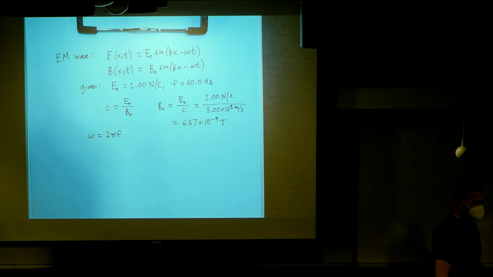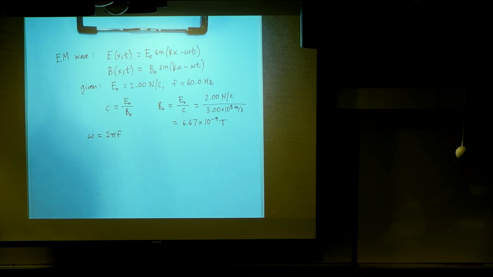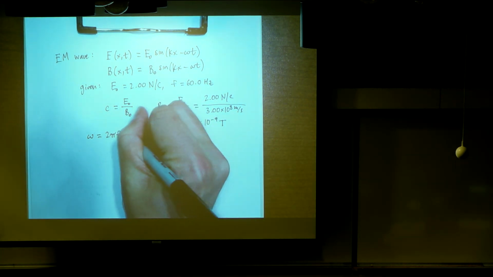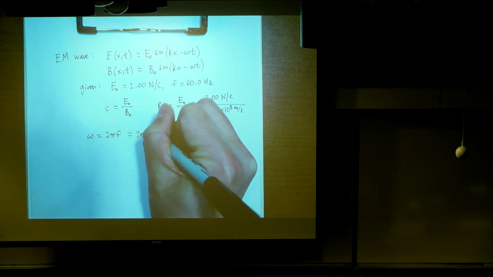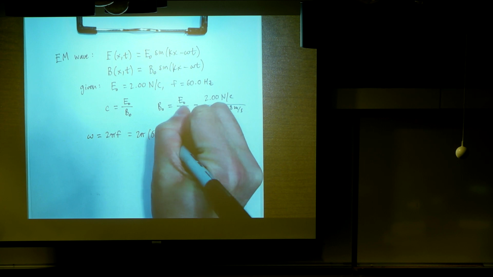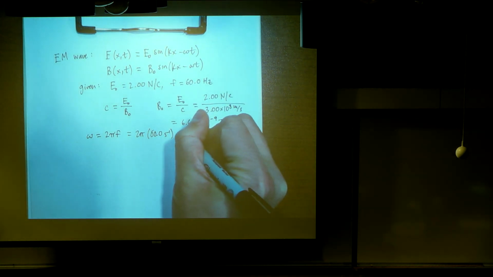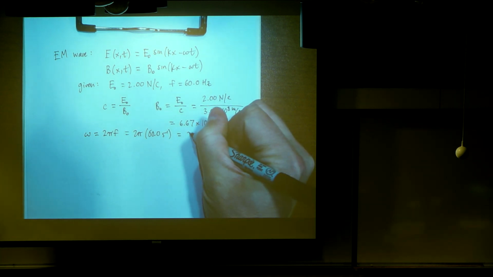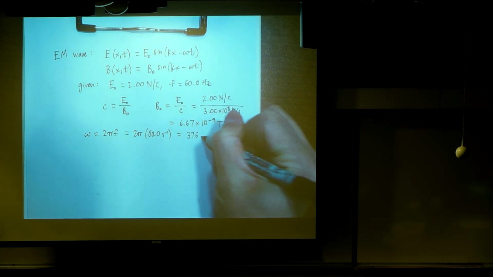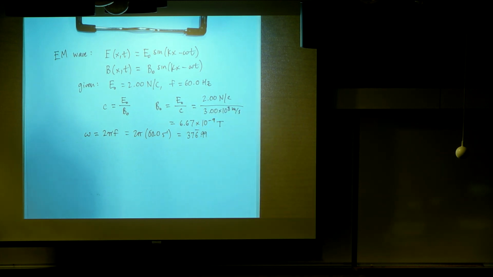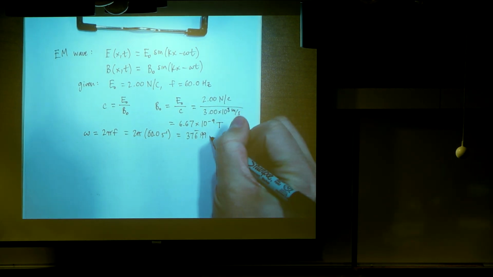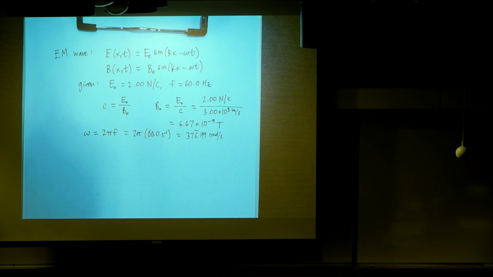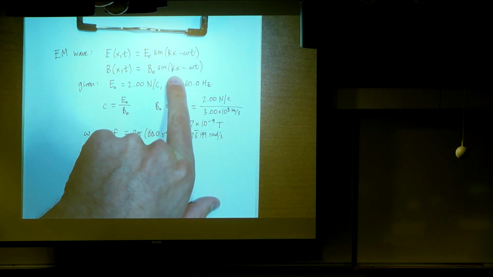So it's just 2 pi. That gives you the difference between those two. So we have basically 2 pi times 60 hertz, which is the same as inverse seconds. And 2 pi times 60, that's 376.99. We'll round that off to the third significant figure. This comes out in radians per second, okay? Okay, so we have everything we need except for the K value.